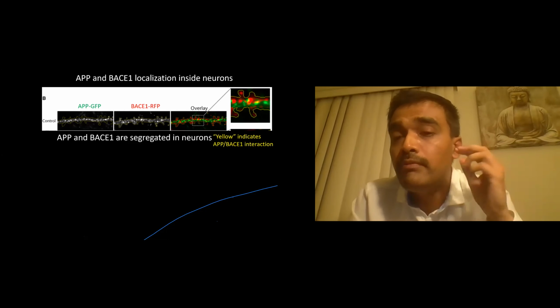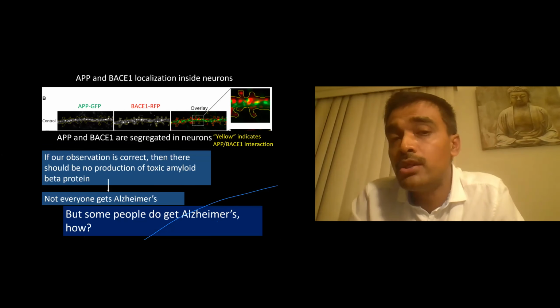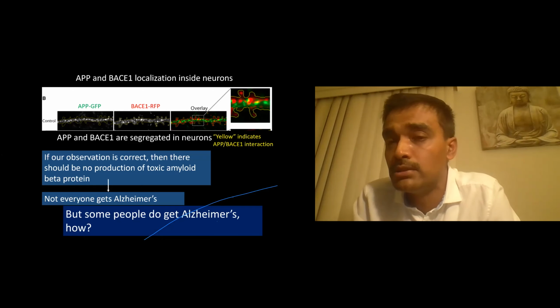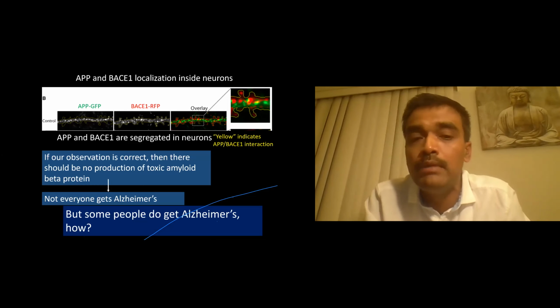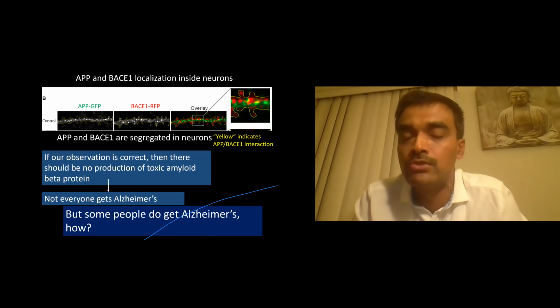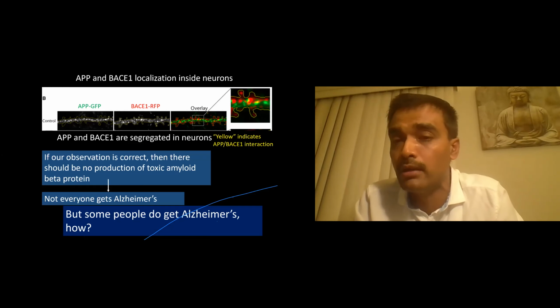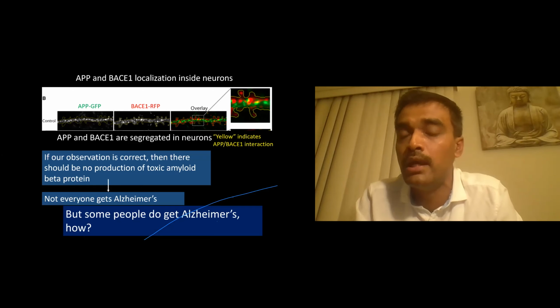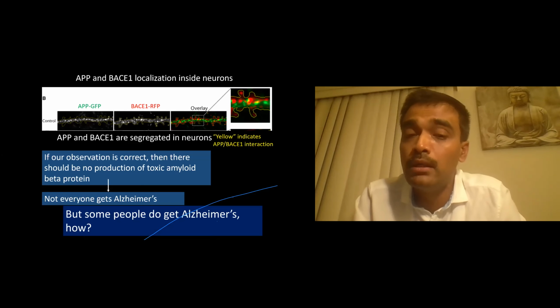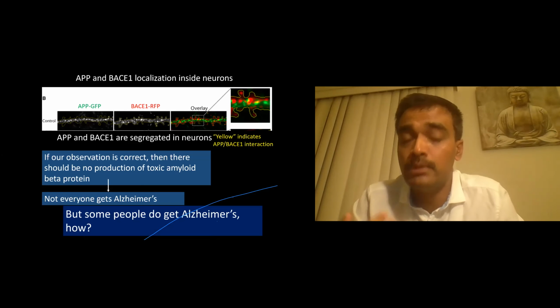If our observation is correct, that also tells us indirectly why not all of us get Alzheimer's. Probably nature has developed a way to keep them separated. Otherwise, all of us would have got Alzheimer's, right? They are enzyme and substrate, they have to come together. But at the normal stage, they are segregated, they are separated. But some people do get Alzheimer's.